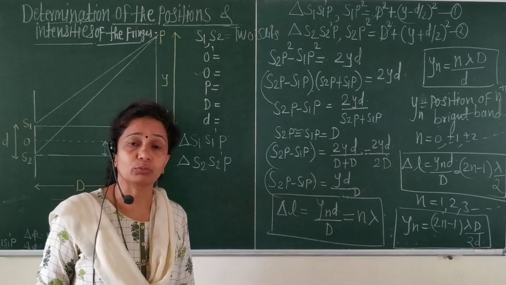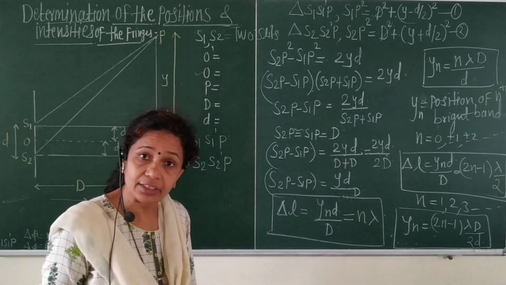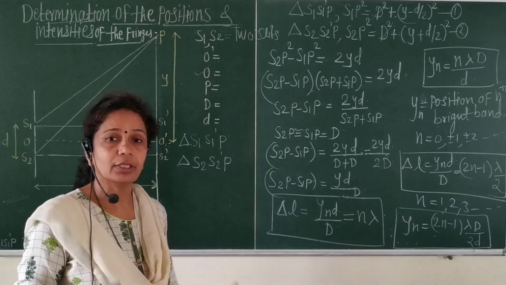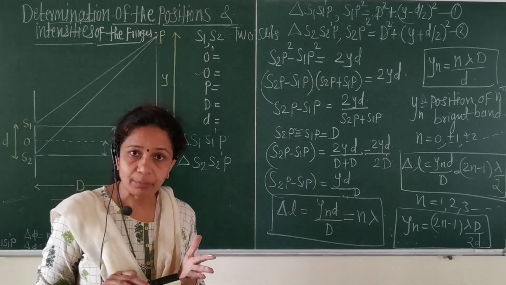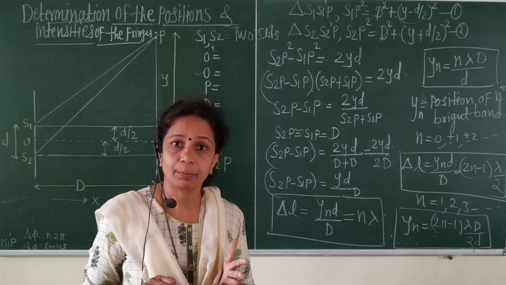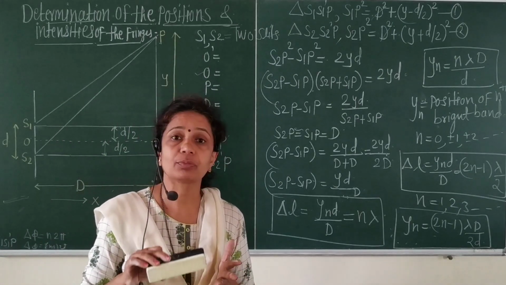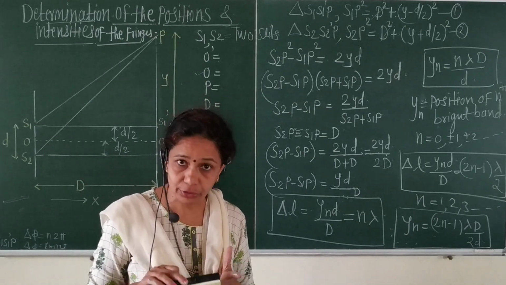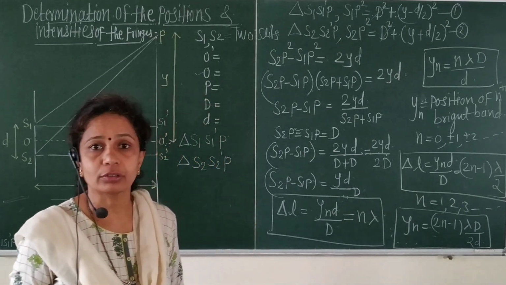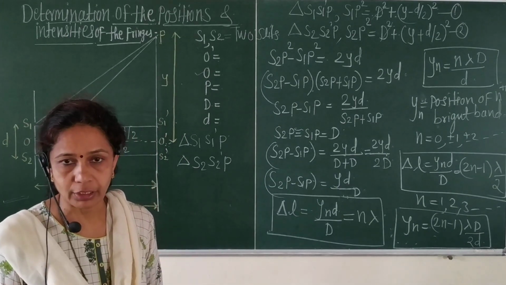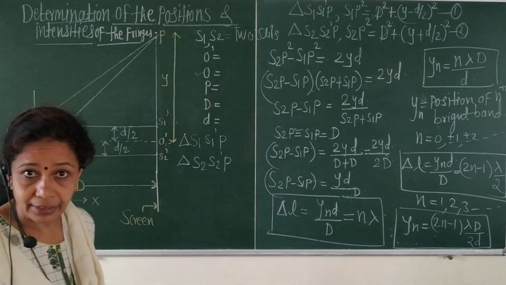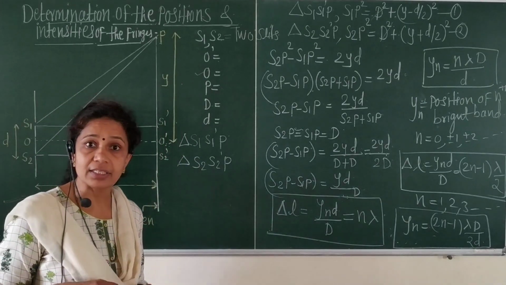Okay, next point is intensity distribution. This point is important. In this point we determine the conditions for the path difference, the condition for constructive interference and destructive interference, or the condition for the bright band or the dark band.